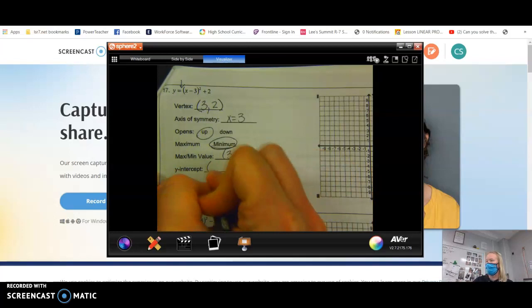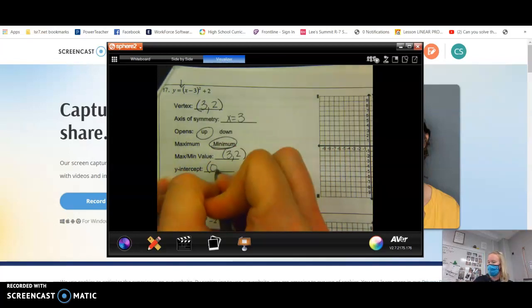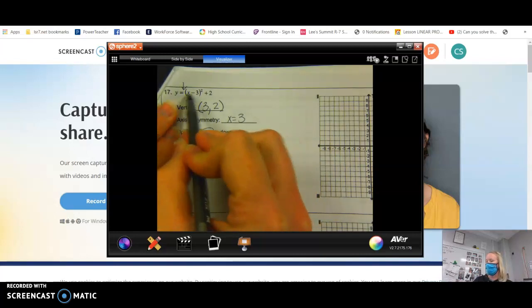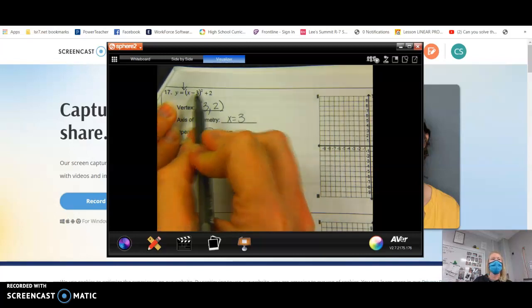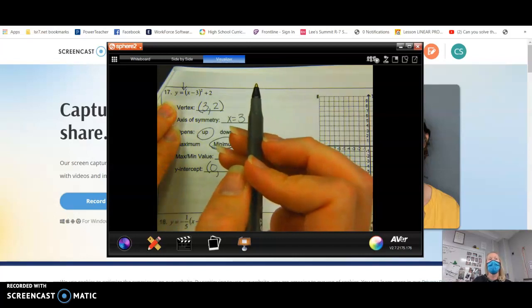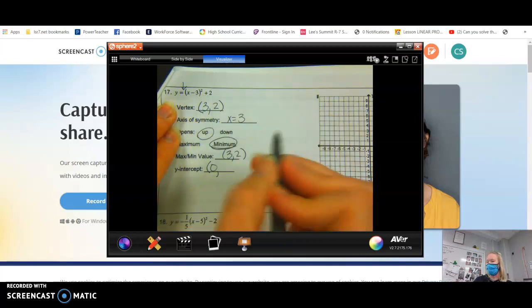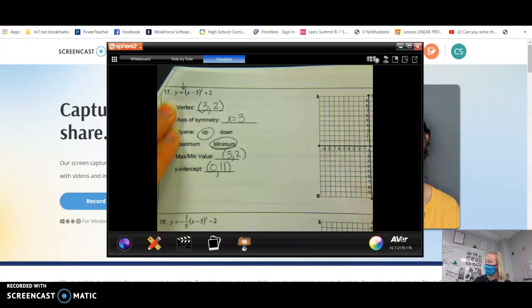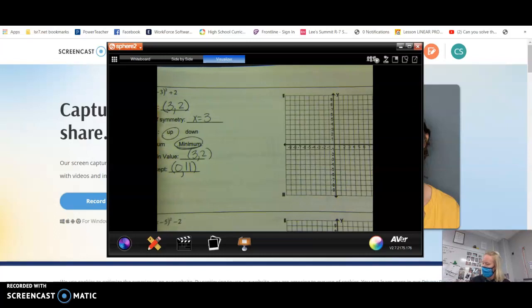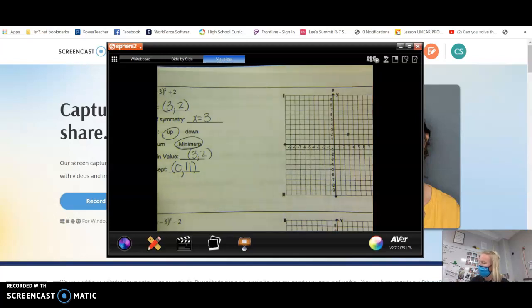Okay, what's my y-intercept? I plug in what for what? 0 for x. So if I plug in 0 for x, I'm going to do 0 minus 3, which is negative 3. What's negative 3 squared? Positive 9. Then positive 9 plus 2 is how much? 11. Let's plot these 2 points. Over 3 up 2. Over 0 up 11 would be 1 above.